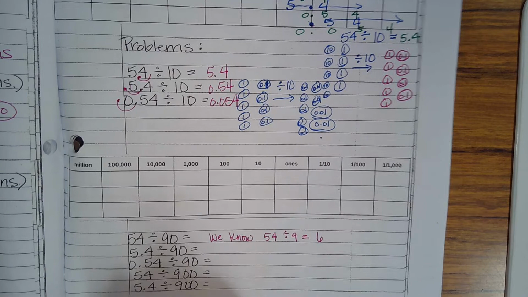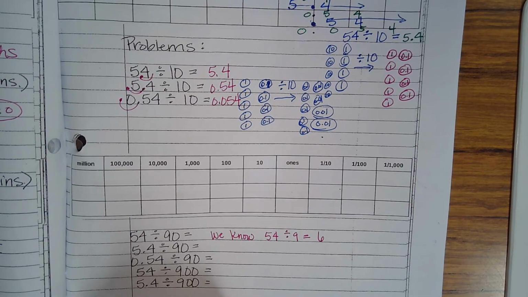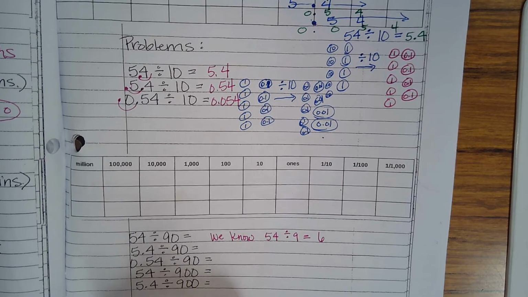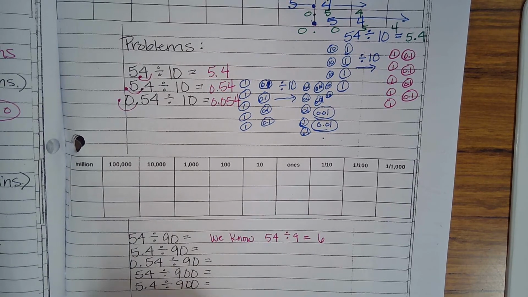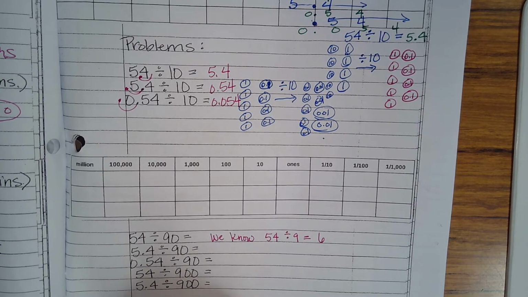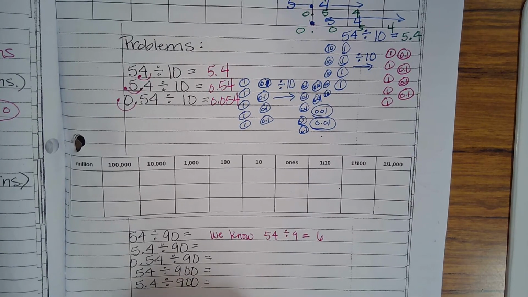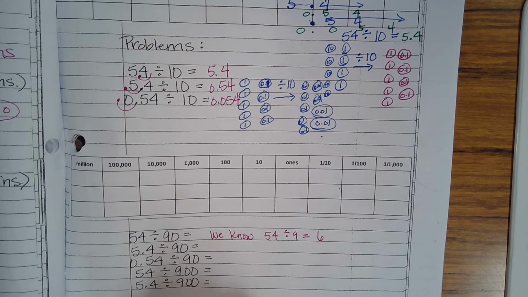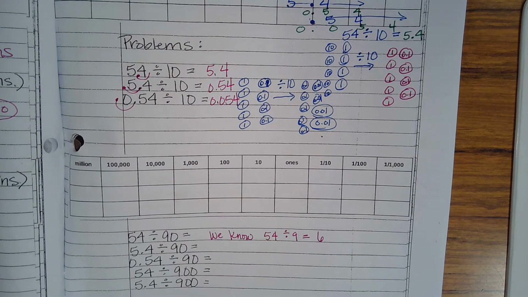So might as well, let's make a new problem right over here. 54 divided by 90. And then let's decompose 90. So how do we decompose 90? Let's go 54 divided by 10 divided by 9.